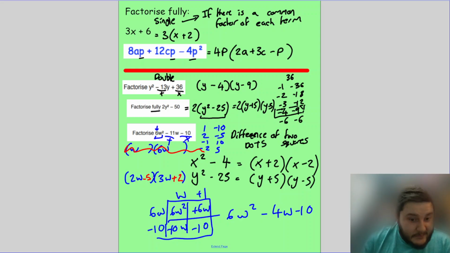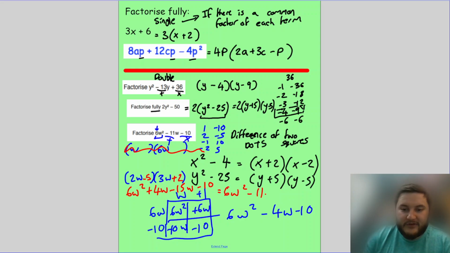Well, if I was to expand these brackets, and again, you could use the FOIL method or the grid method, you would get 6w squared. And then you would get 2w times plus 2 is plus 4w. And then you would get negative 5 times 3w is negative 15w. Negative 5 times positive 2 is negative 10. And when you combine these together, you get 6w squared, take away 11w, take away 10, which is exactly what they want us to factorise in the first place. So I know that this here is the correct factorisation for that question.